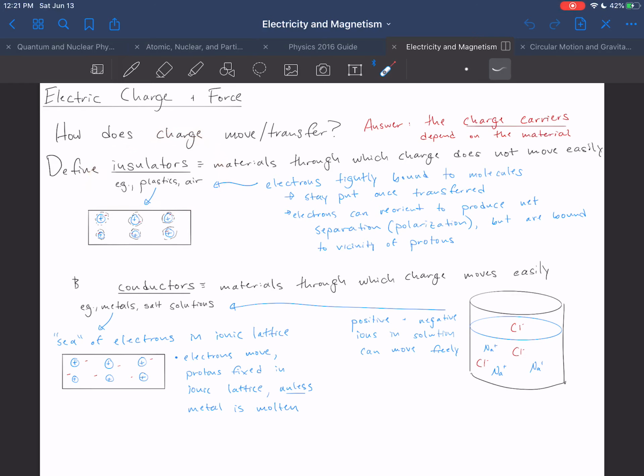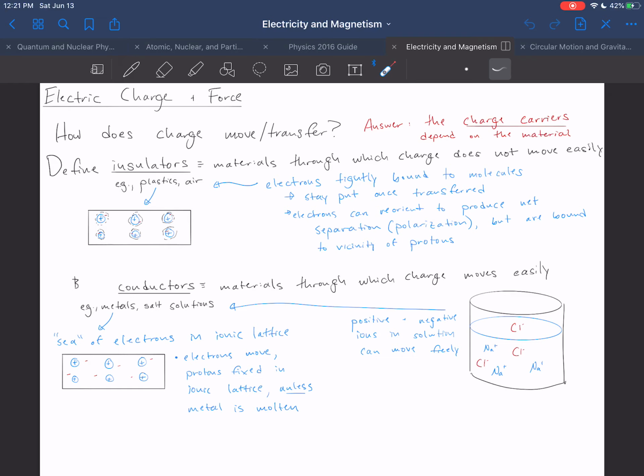Insulators is our vocabulary word for materials through which charge does not move easily. Plastics tend to be good examples of insulators, as is air, depending on the circumstance. And in an insulator, the electrons are tightly bound to the molecules, either in the plastic itself or, in the case of air, to the molecules of oxygen and CO2 and nitrogen. They stay put once they're transferred. So if you do manage to transfer electrons, which is not impossible, they more or less stay where they are unless they're discharged in some way.